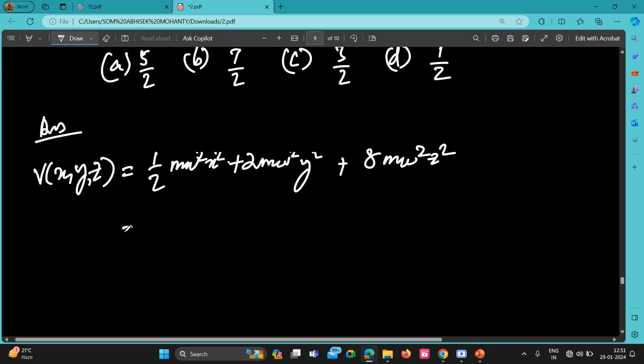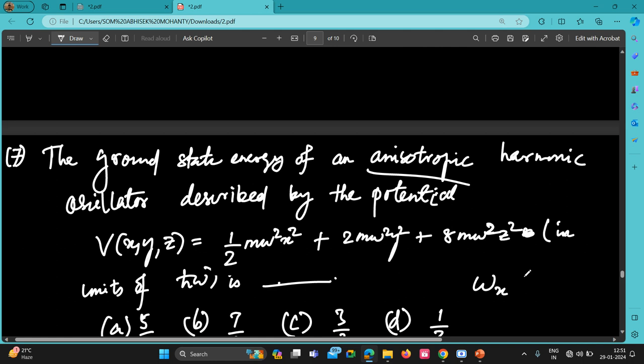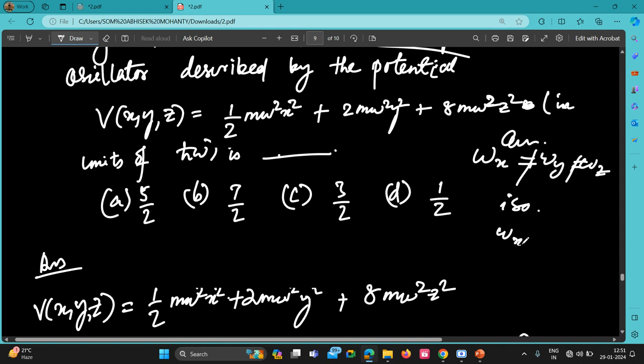Plus half into 4 m omega square y square, plus half into 16 m omega square z square. So I just have to write it half m omega square x square. Anisotropic means omega x, omega y, omega z have all different values. Isotropic means they are all the same: omega x is equal to omega y is equal to omega z. You can clearly see omega values are different.